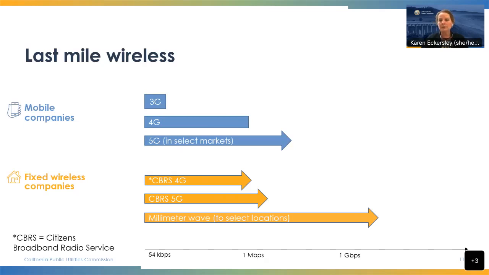Sometimes the service will depend on whether the provider has a good line of sight to the household, and these connections can become unreliable in different weather conditions. Cellular companies are increasingly offering fixed wireless service on top of their mobile networks where they have the infrastructure for it. We're mentioning it here because it will be important for community networks to understand what they may end up competing with.